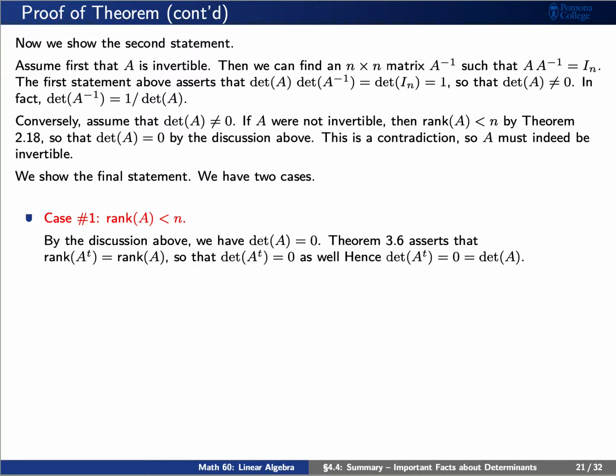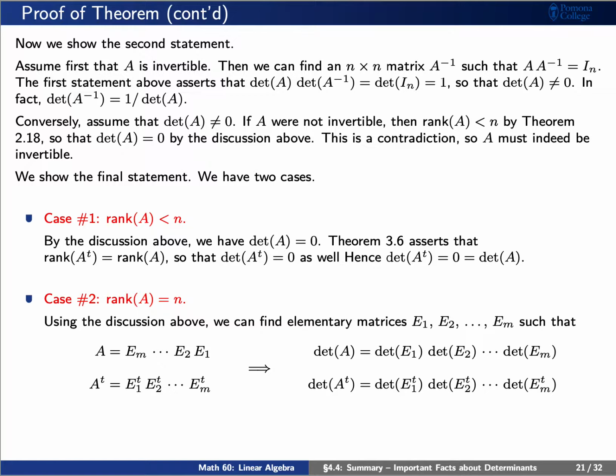As we stated before, the determinant of A is 0. But the rank of A transpose is equal to the rank of A, so the rank of A transpose is also less than n, showing that the determinant of A transpose is 0 as well. Hence, the determinant of A transpose equals the determinant of A because they're both equal to 0.